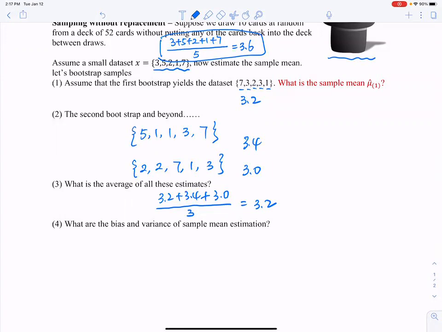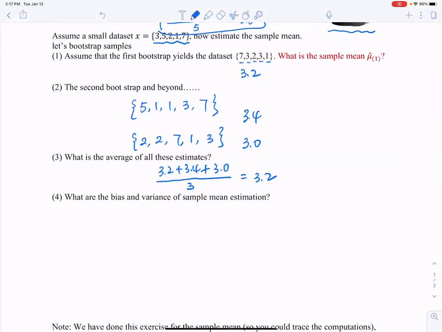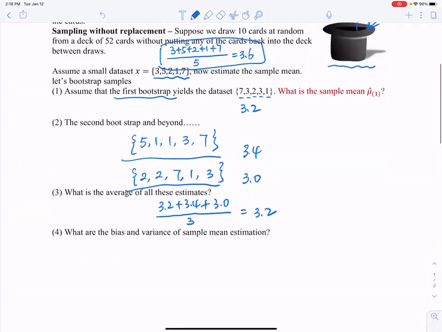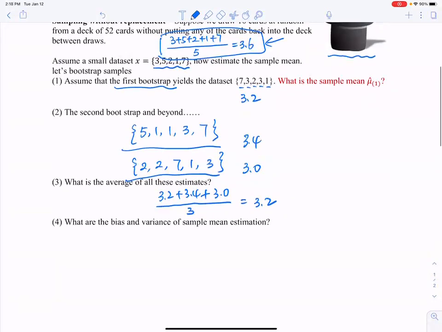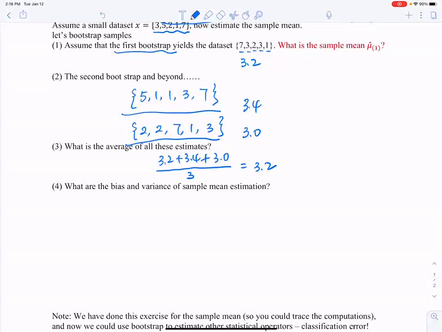Now, you can continue to draw bootstrapping samples. If we only draw the first, second, and third bootstrapping samples, we get the mean estimate. This is a little bit away from the true sample mean, 3.6. Now, what is the bias? The bias is actually 3.2 minus 3.6, which equals minus 0.4.